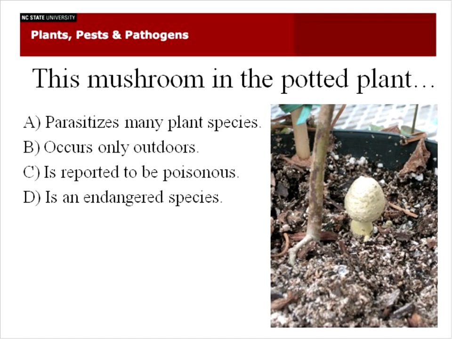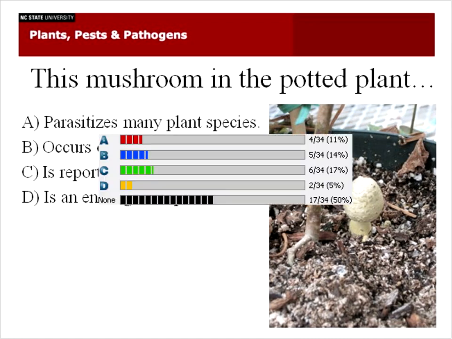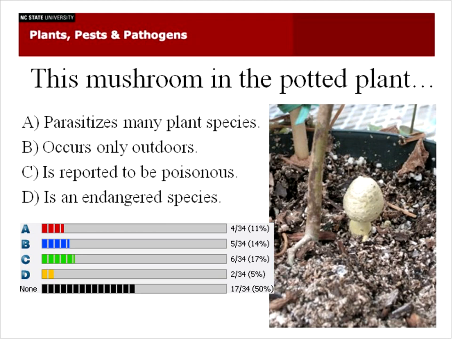Give you about 5 more seconds here. Okay, so it looks like of the about half who replied, the plurality have the correct answer. Yes, this is reported to be poisonous, and we should treat it at least as being potentially poisonous and not eat it if we see it.